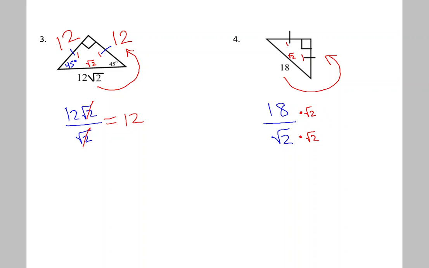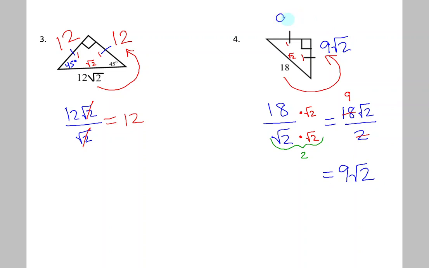That's allowed. So I'm going to multiply square root of 2 times square root of 2 in the denominator makes just 2. So this equals 18 times square root of 2 in the numerator over 2 in the denominator. Now, of course, I see that the 2 can go into the 18 9 times. So this equals 9 square roots of 2. So each of my legs are 9 square roots of 2.